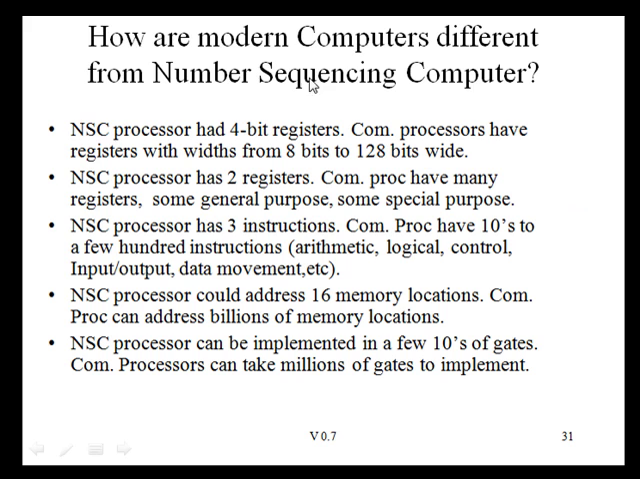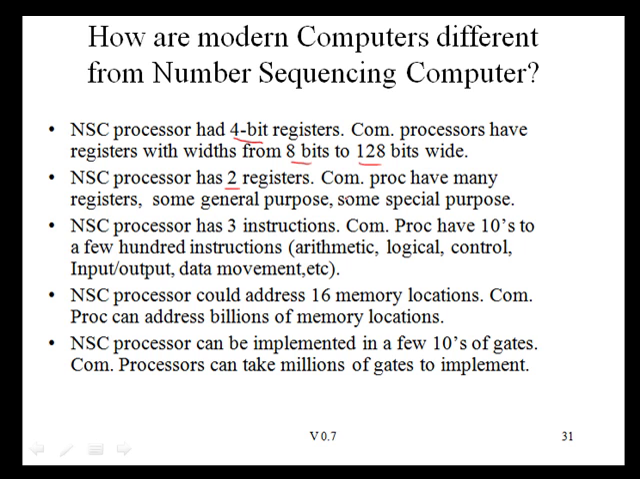So our number sequencing computer shares many things in common with modern processors in that it has control, it has registers, it has memory, it has I/O, but it also differs from modern processors. Let's talk about those differences. Our number sequencing processor had 4-bit wide registers. Commercial processors could have registers that range from 8 bits to 128 bits depending on the processor. Our processor only had 2 registers.